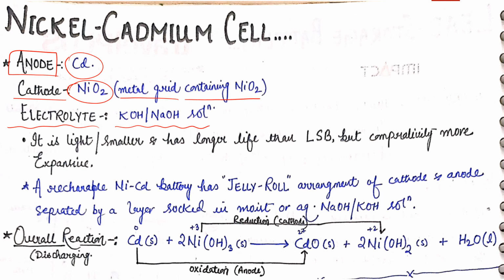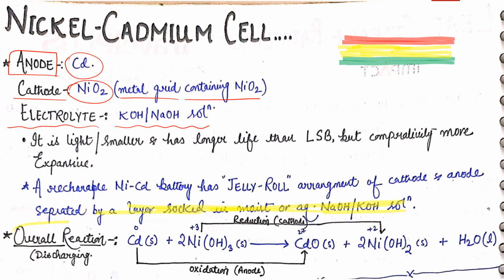This nickel cadmium battery has a structure like a roll, or something like a burger. Let me show you the structure of the nickel cadmium battery. Suppose the anode is represented by the red color, and the cathode is represented by the green color. The anode is cadmium while the cathode is nickel oxide, and the space between anode and cathode is filled with a jelly-like material and rolled, just like you roll a paratha. It is rolled and moistened with aqueous NaOH solution.